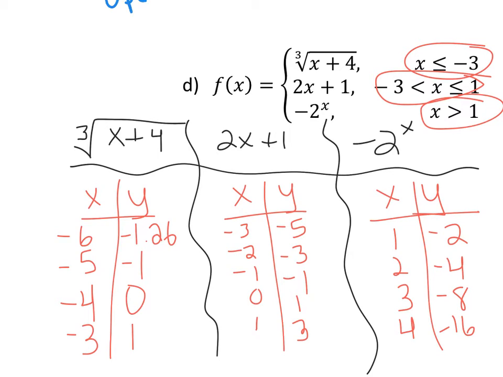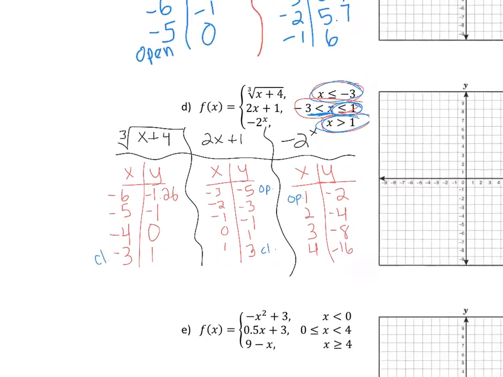The next thing I should do is determine whether we have open or closed circles. So up here I have x is less than or equal to -3, so it tells me that this one is closed. Over here, -3, it's open. And at 1, it's closed. And over here, greater than, this is also open. Okay, let's take a look at the graph. We're going to have 3 pieces this time.